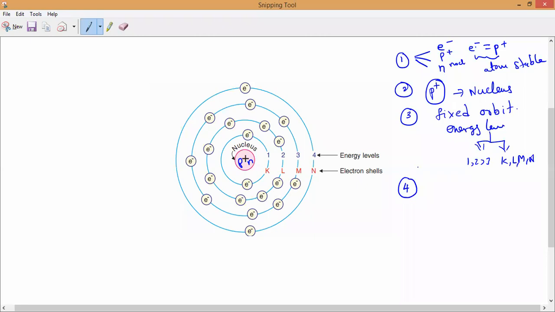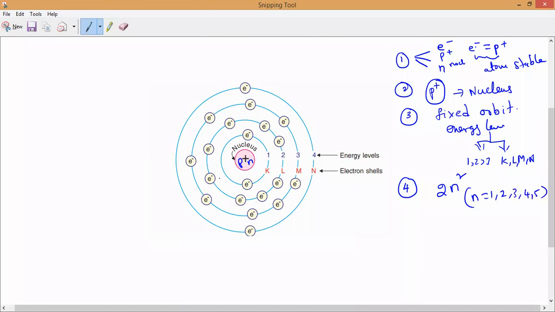What is the fourth point, guys? There is a fixed number of electrons in every energy level; each cell can hold only a limit. We find that by the formula 2n squared, where n is equal to 1, 2, 3, 4, 5, like that.